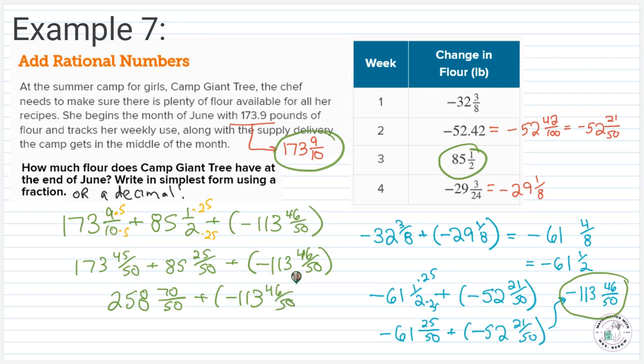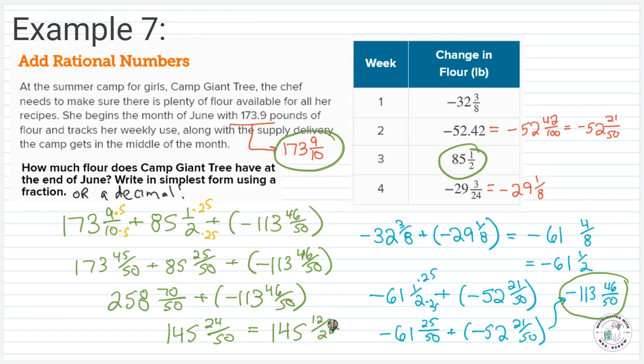The reason I'm going to leave it is so that we can do the subtraction a little bit easier. We do have to subtract these since they're different signs. So we're going to do 258 minus 113, which gives 145. And then we can do 70 minus 46, and 70 minus 46 is going to be 24. So we have 24 over 50. So we got 145 and 24/50ths, which can be simplified to 145 and 12/25ths.